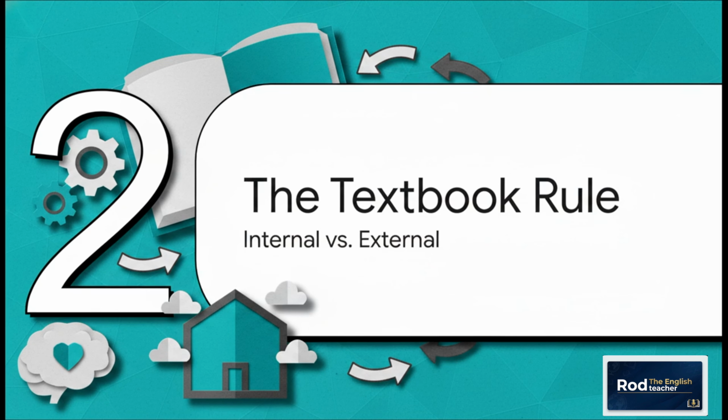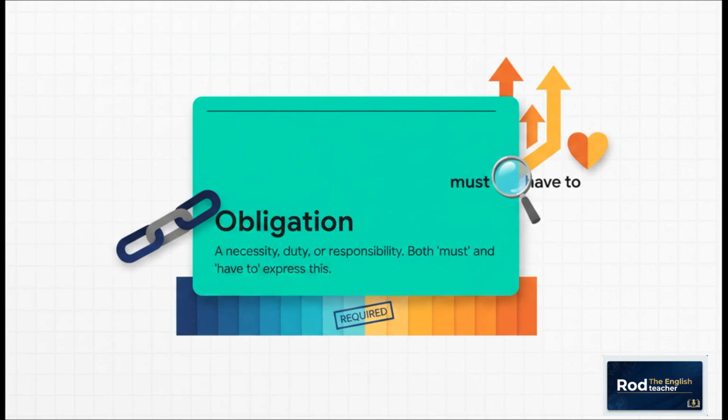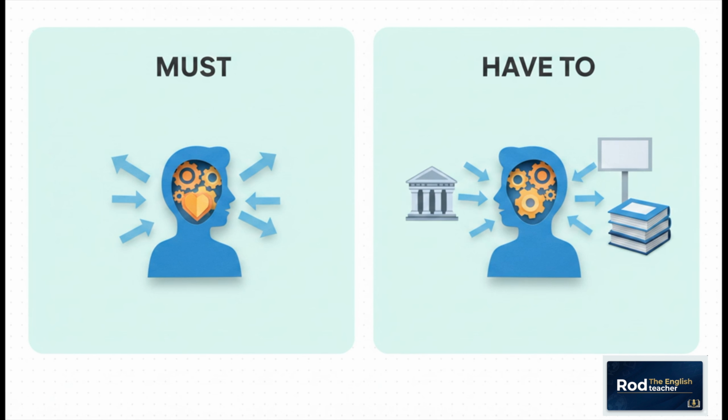Okay, first things first. Let's get into the classic foundational rule that you'd probably find in any grammar textbook. This is really our starting point for getting the core difference between these two. At their heart, both words are all about obligation. Something that needs to get done. They both signal that something is required. But the reason it's required, well, that's where things get interesting. The key difference really comes down to where the feeling of obligation is coming from.